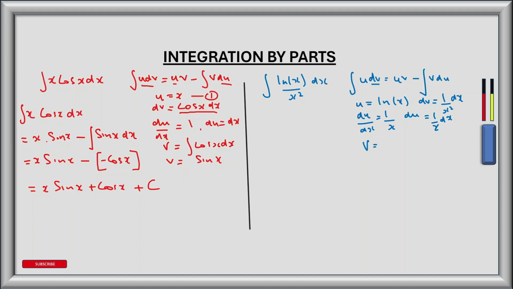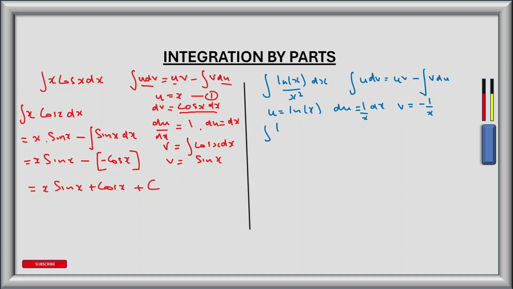Now we know that dv dx from here is 1 over x squared, so v is the integral of 1 over x squared dx. So using the power rule, this is equal to the integral of x to the power of minus 2 dx. That is equal to x to the minus 2 plus 1 divided by minus 2 plus 1, which is equal to x to the minus 1 divided by minus 1, which is equal to minus 1 over x. So this gives us u is equal to log of x, du is 1 over x dx, and v is equal to minus 1 over x.